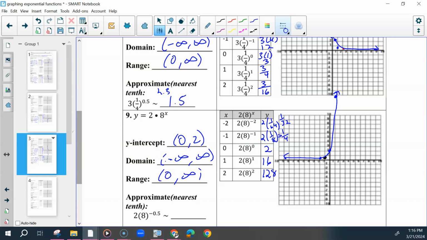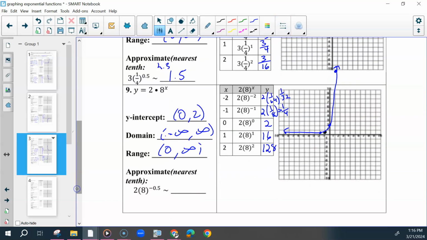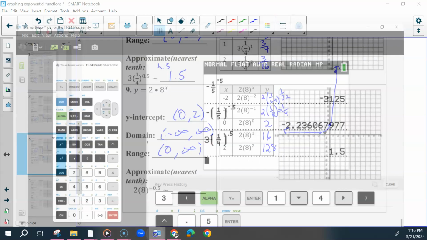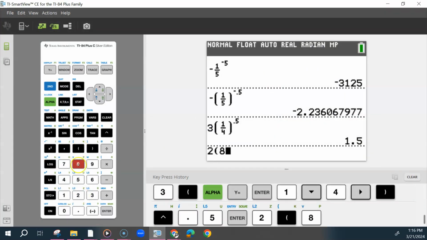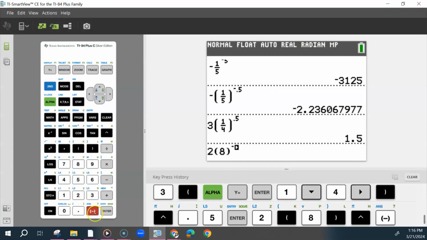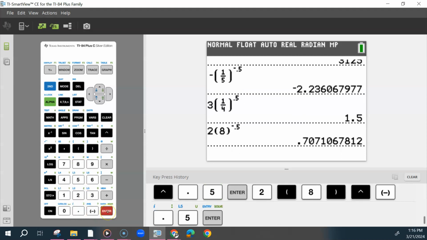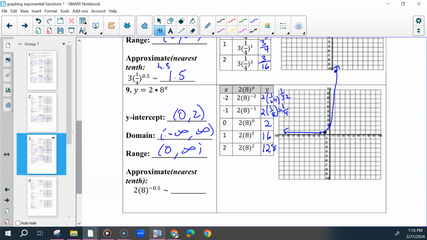And then if I were to approximate it, I'm just going to go ahead and put that into the calculator. So 0.707. I'm sorry, it said to the tenth. So 0.71. Okay, and then we're going to do just a couple more.